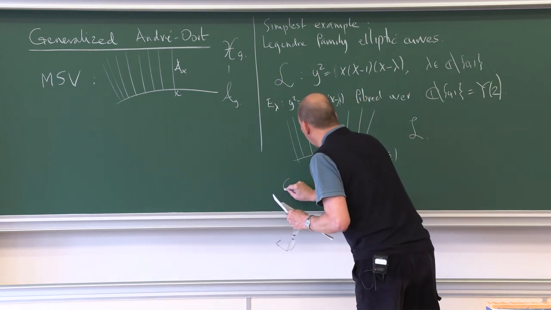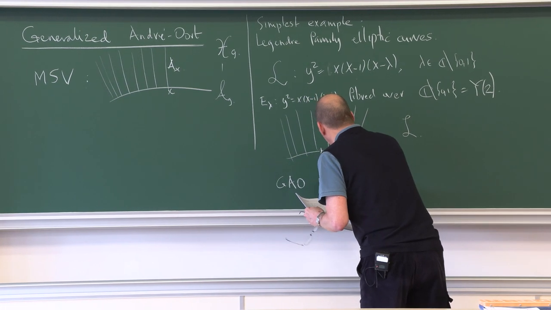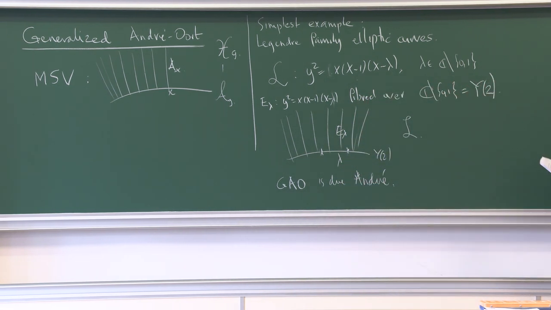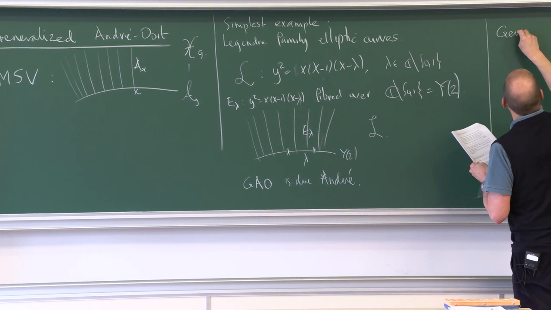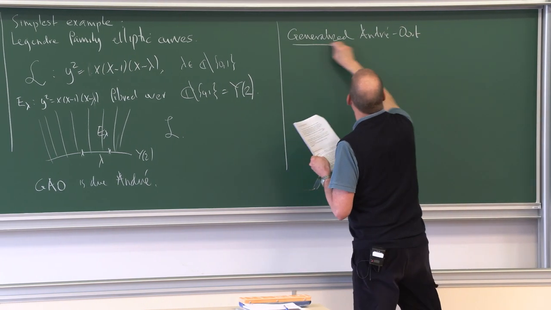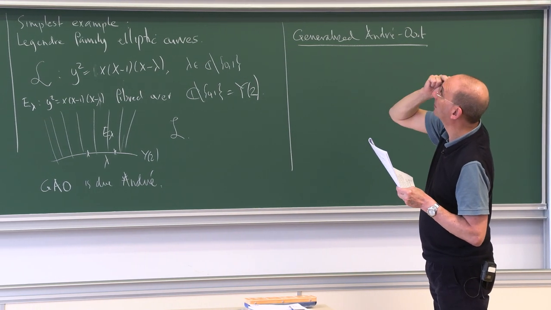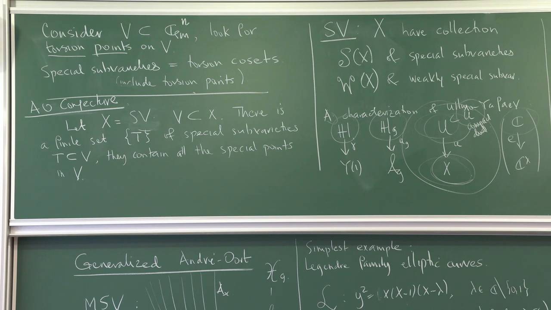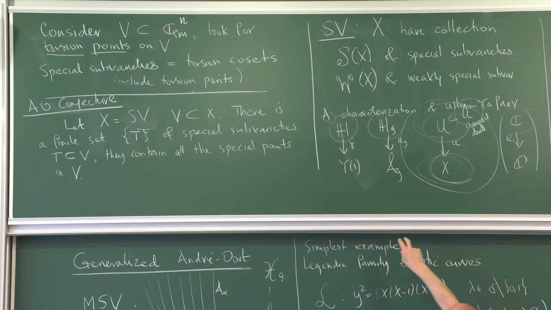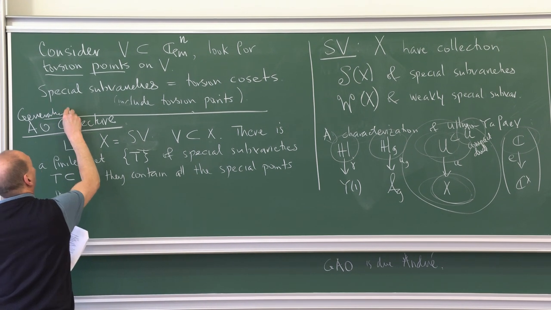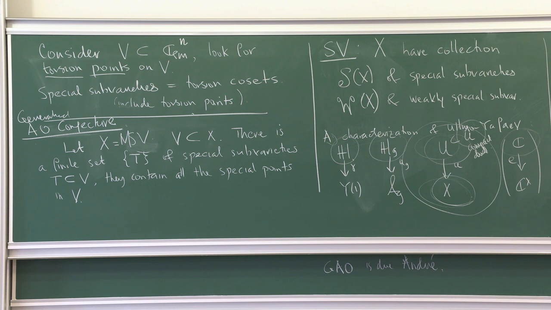And in this setting, the generalized Andre-Oort theorem is due to, again, Yves André. And so with all of that, we can state the generalized Andre-Oort of André, which looks exactly like Laurent's theorem. Well, it's exactly that. So maybe I should just point over there. It's exactly that statement for a mixed Shimura variety. Generalized. And here we put M, the mixed Shimura variety.